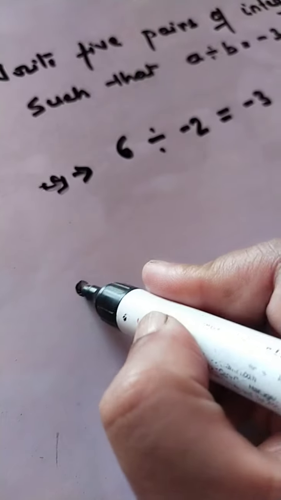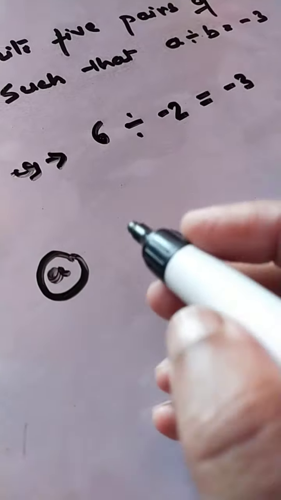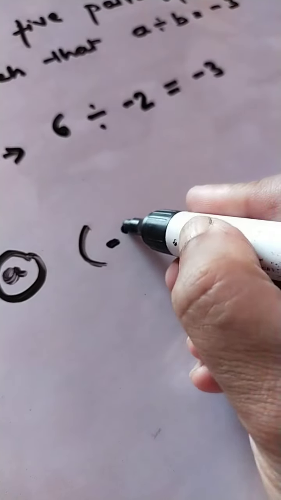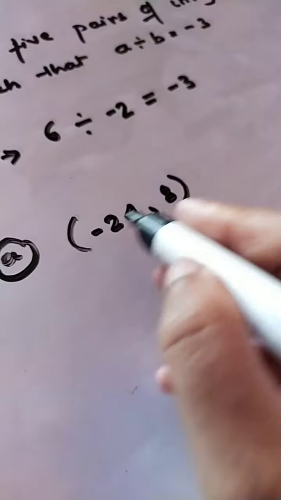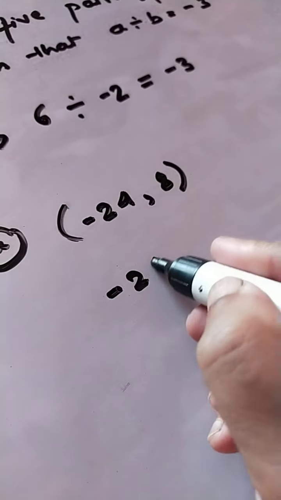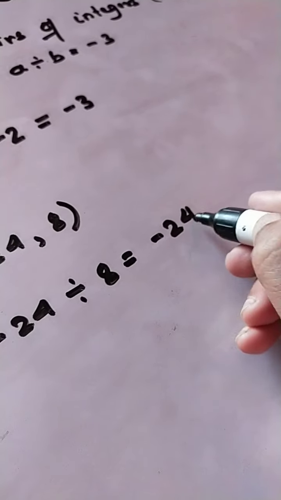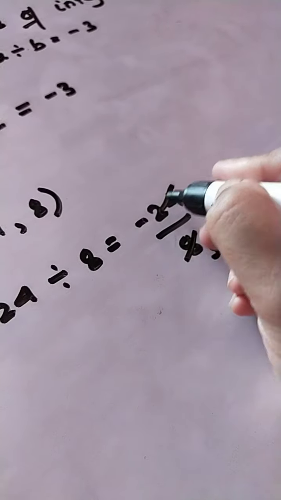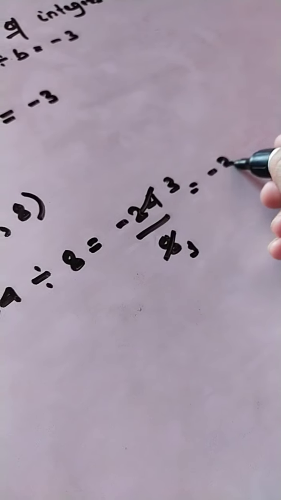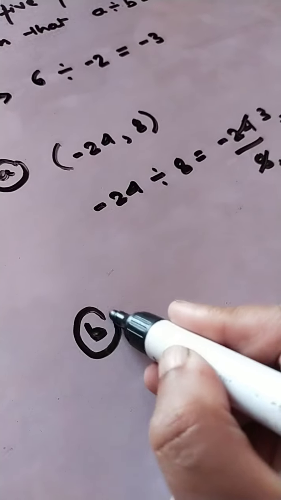Let's start with the first example pair. I will write minus 24 comma 8. So this would be our first pair. How is it possible? See, minus 24 divided by 8. 8 ones are 8, 8 threes are 24. So your answer is minus 3. So this is your first pair. This way you have to give 4 more pairs.